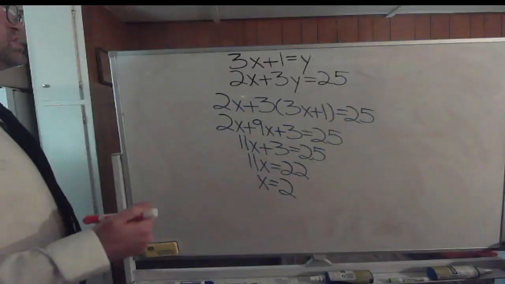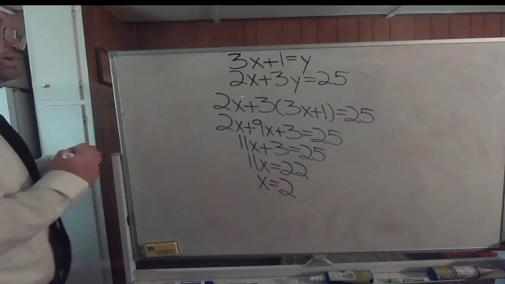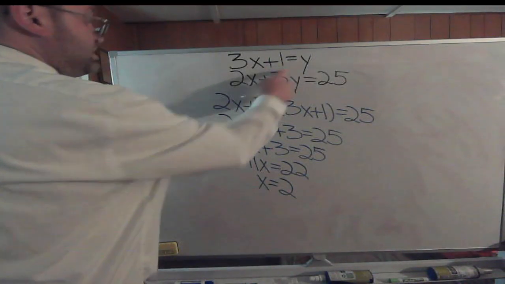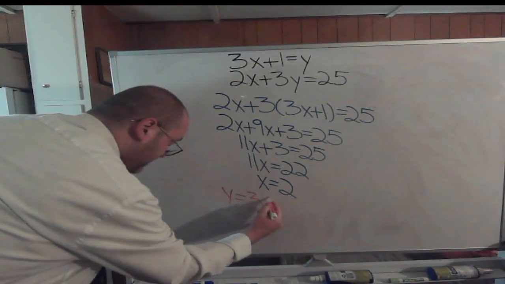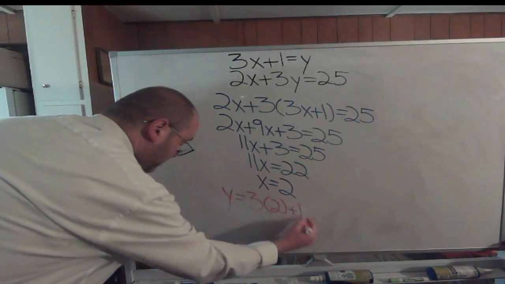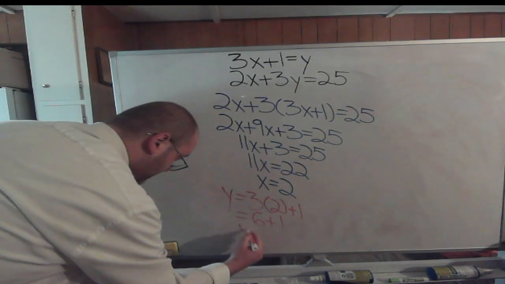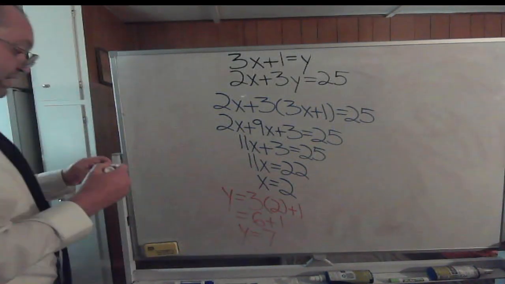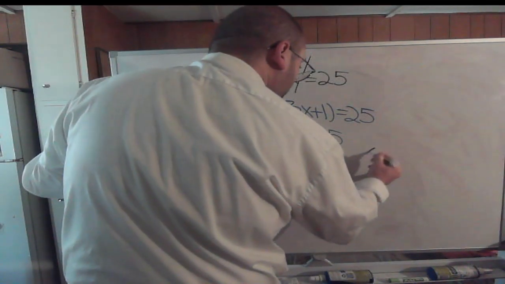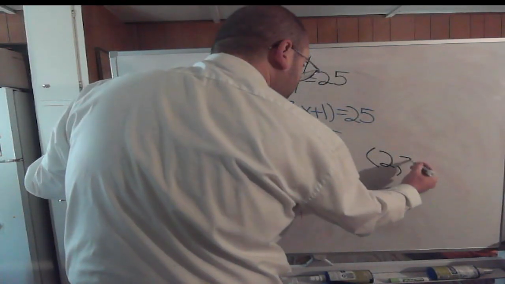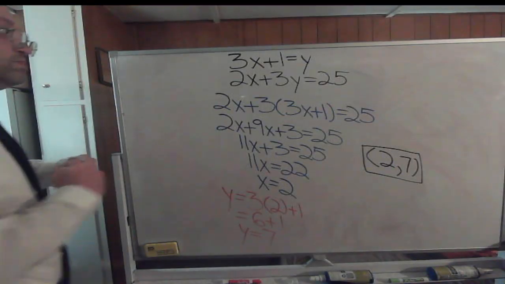Now, of course, we want to solve for the y coordinate. And that might be easiest done, honestly, in the first equation where 3x plus 1 equals y. So y is going to equal 3 times that x value of 2 plus 1, which would equal 6 plus 1. So in the end, you get the y coordinate being 7. So the x coordinate is 2, the y coordinate is 7. Therefore, your point of intersection is the ordered pair 2, 7. That's going to be your answer for this equation, is going to be 2, 7.